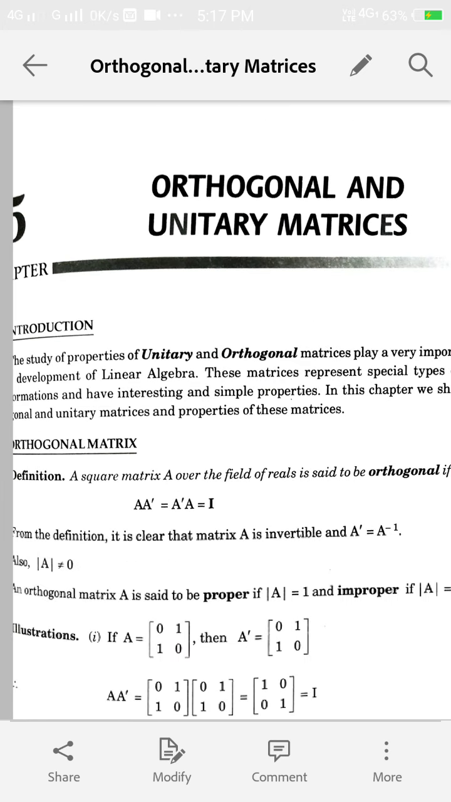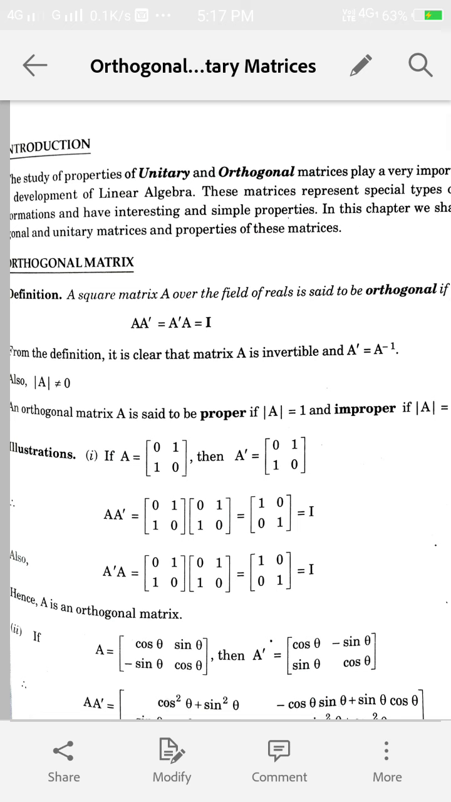The topic is orthogonal and unitary matrices. First of all, we discuss its definition. What do we mean by an orthogonal matrix? A square matrix A over the field of reals is said to be orthogonal if A into A transpose is equal to A transpose into A, that is, the identity matrix.